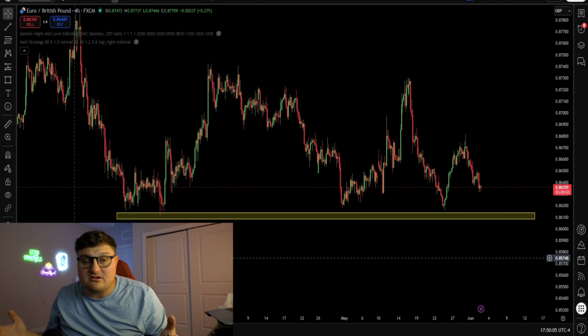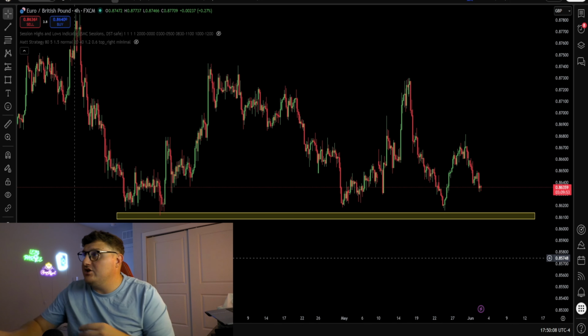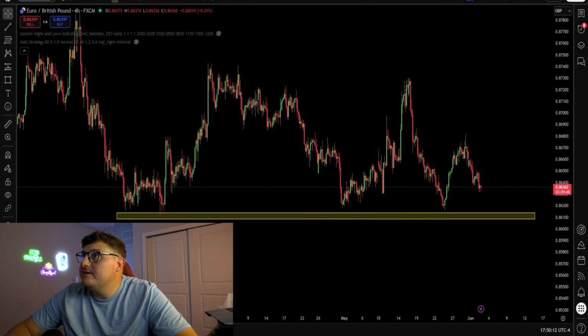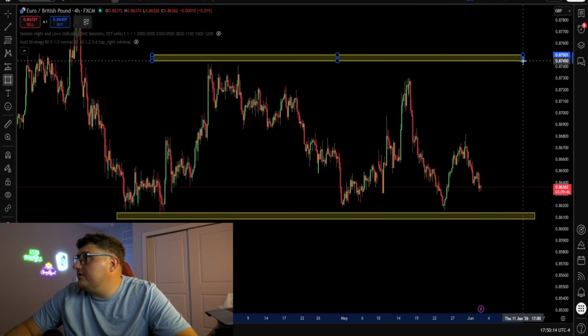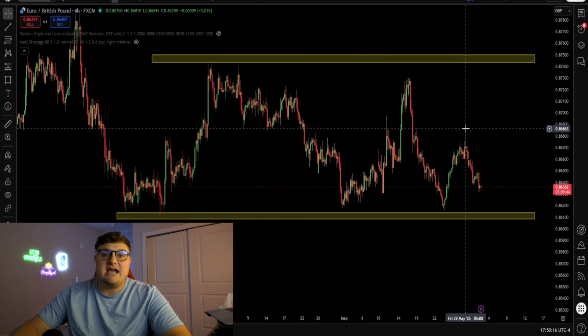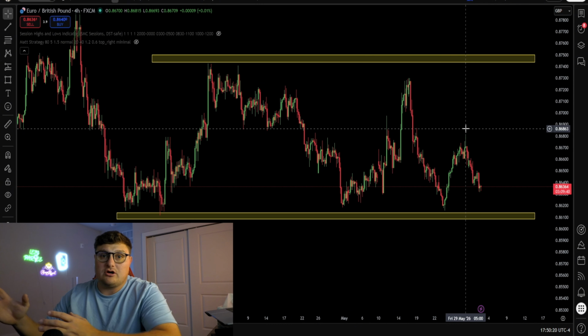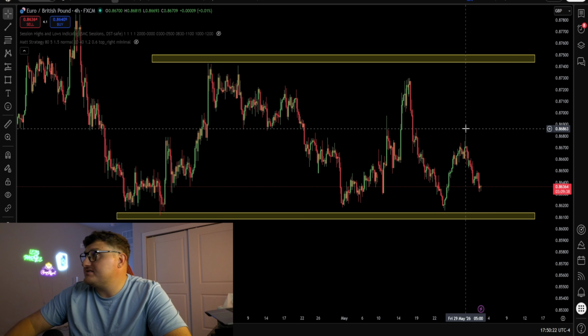Would you be able to see this on a phone? No, you wouldn't. And you wouldn't be able to draw it out as clearly, and the visuals wouldn't be as good. Now you identify your resistance, which is going to be your high. You now have a 4-hour time frame completed chart here with a support and a resistance.